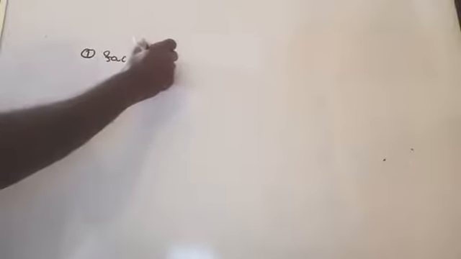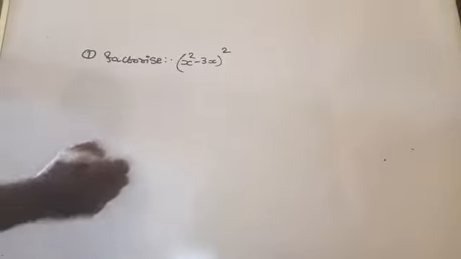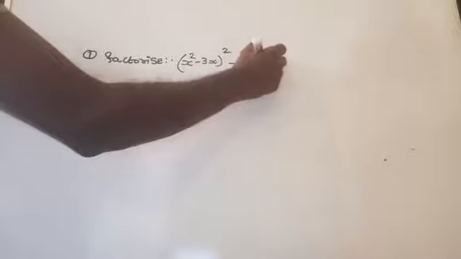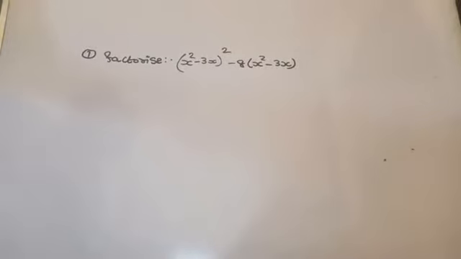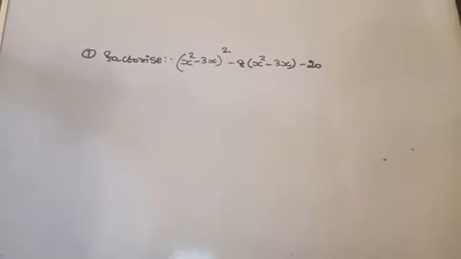First question is factorize (x cube minus x square minus 3x) the whole square minus 8 times of (x square minus 3x) minus 20. Am I right? Now here it is a quadratic polynomial, so how many factors will you get? 2 factors you will get.